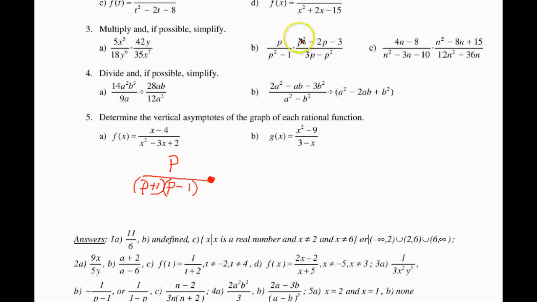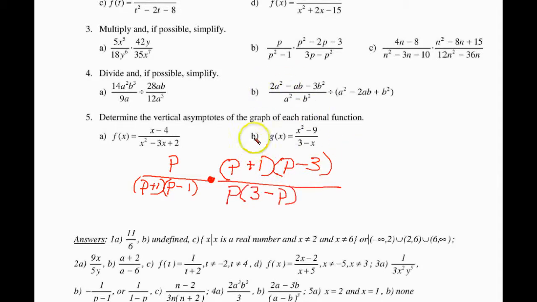And we have multiplication, and I can't take anything out of there. So just 2 sets of parentheses. And this is p squared minus 2p minus 3. Okay, I did pause it to work on this a little bit up here. So this is factoring into p plus 1 and p minus 3.